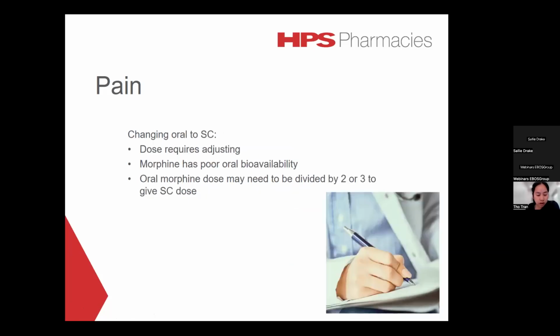Now for patients who are already on opioids orally, the usual therapy can continue, but in some patients swallowing is not an option anymore. Then we'll have to change them over to subcut or sublingual. When changing from oral opioid to subcut opioid, we'll have to do a conversion, and usually we divide the oral morphine dose by 2 to 3 to get the equivalent subcutaneous dose.